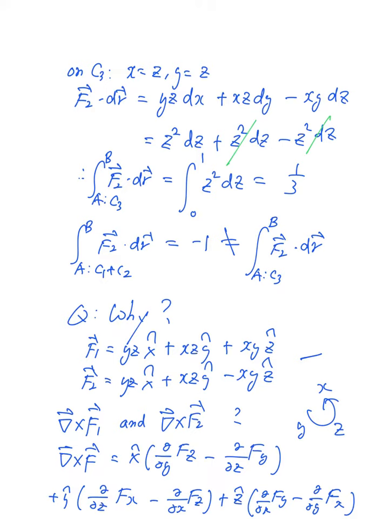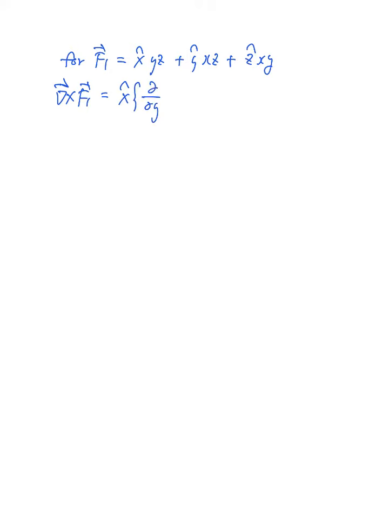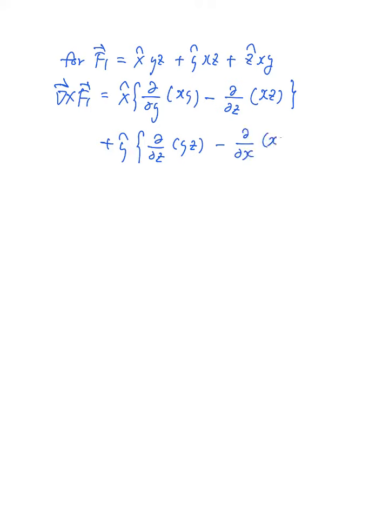So, let's see. For F1, this is x, y, z; y, x, z; z, x, y. So curl F1, x component: partial y of F_z, that's xy, minus partial z of F_y, that's xz. Y component: partial z of F_x, that is yz, minus partial x of F_z, which is xy. Plus z component: partial x of F_y, xz, minus partial y of F_x, yz.